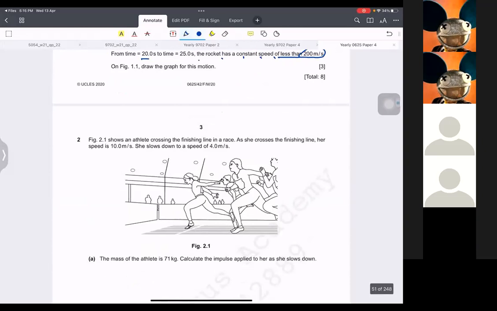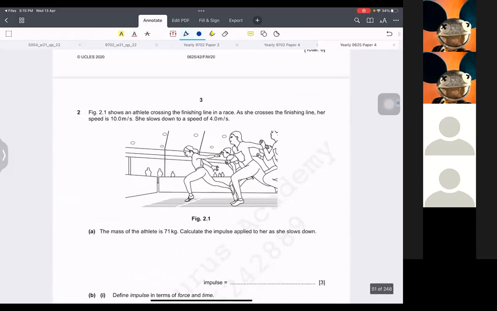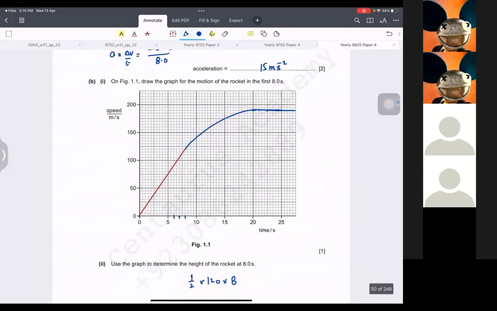Now it says this is 3 marks. Please do let me know if you don't understand this. Now, it shows an athlete. Can you show the graph one more time? Yes. Okay, sir.